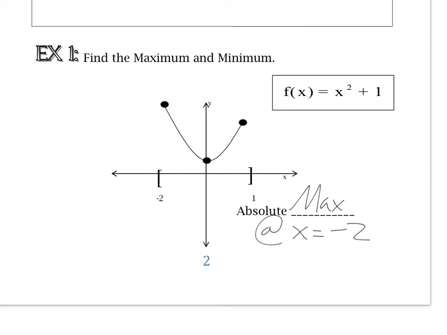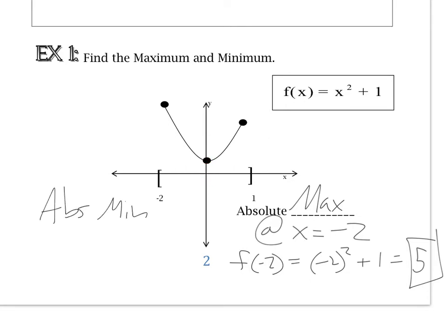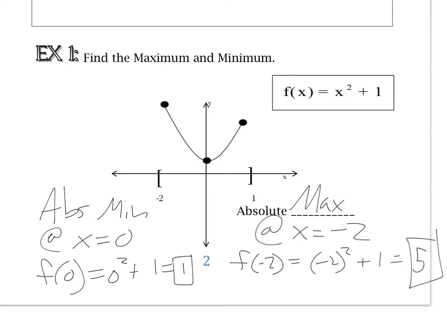Now we could figure out what that is by plugging it into this equation. So what is that absolute max? Well, it's f of -2, and f of -2 is -2 squared plus 1. -2 squared is 4, plus 1 is 5. Okay. What about the absolute min? Well, we can tell that that happens right here at 0. So we could say there's an absolute min at x equals 0. And again, we could just plug that into our function, determine what that minimum is, and that would be 0 squared plus 1, so it's just 1.